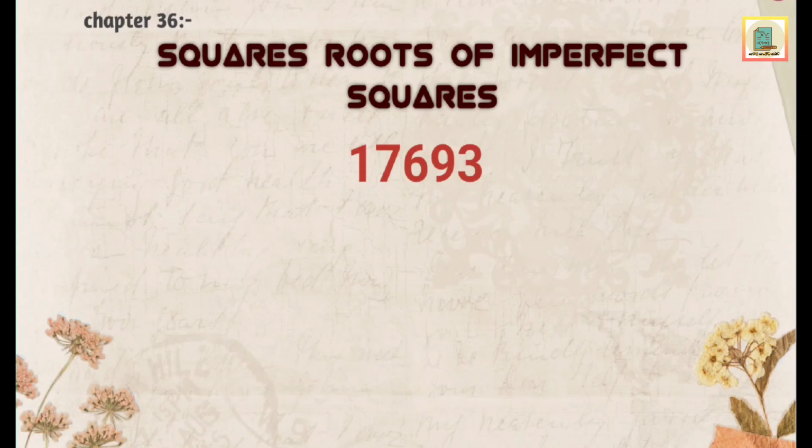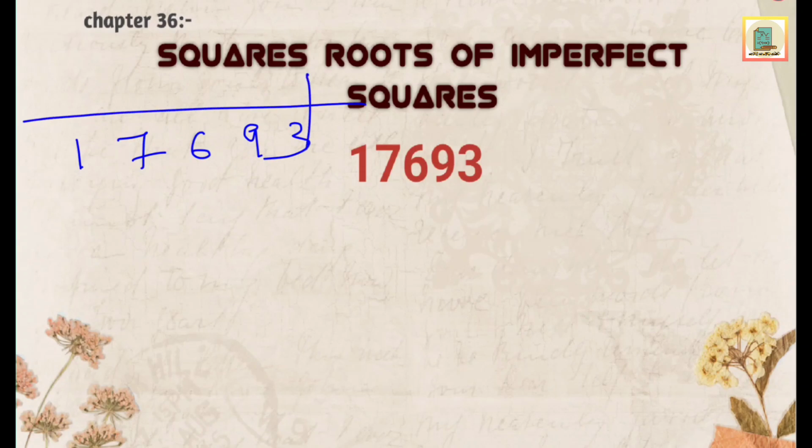Now, let's find out the square root of 17693. So, now let's arrange the digits. So, we write 17693. This side we get the answer and here we get the divisors. Now, let's arrange the digits in pairs starting from the right hand side. So, 93 as a pair, 76 as a pair and this one is single over here. Let's leave it in the single digit only.